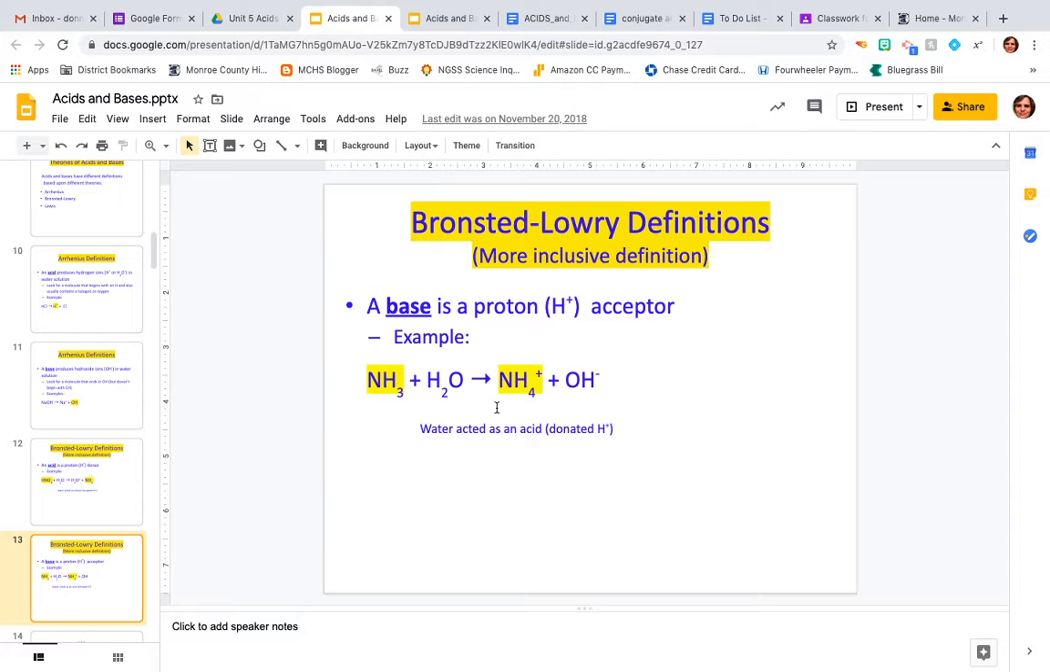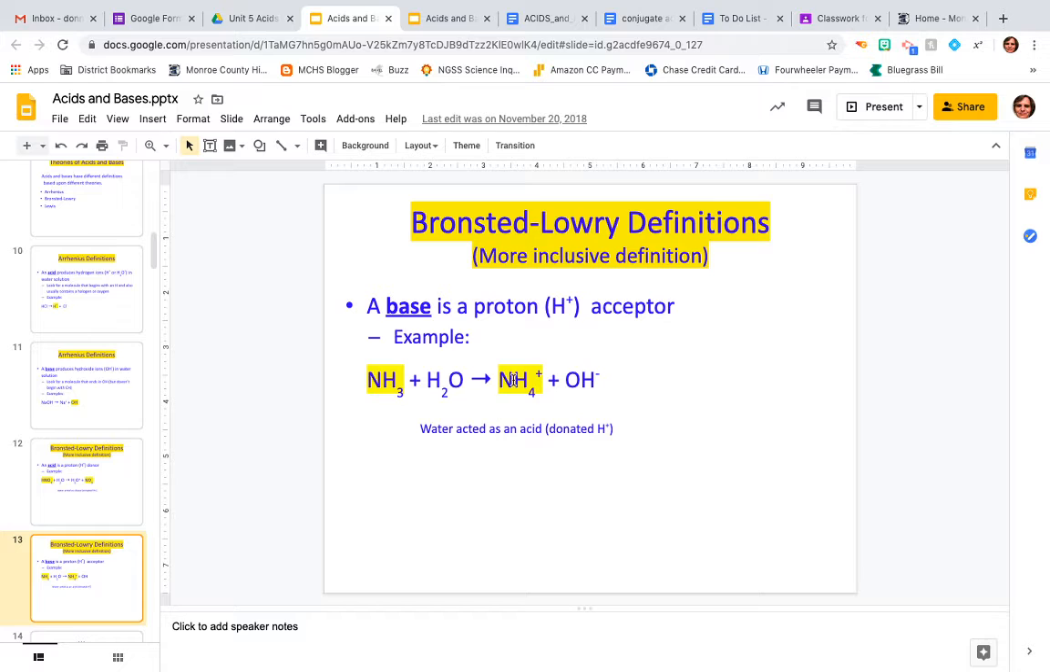So therefore, water is what we call amphoteric. Amphoteric means that it can accept a hydrogen ion, or it can donate a hydrogen ion. Okay, and again, remember that things want to be neutral. So if you have a charge, it is because you either donated something or you accepted something, okay?